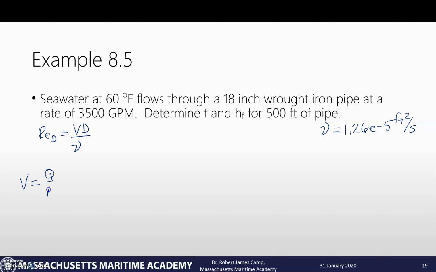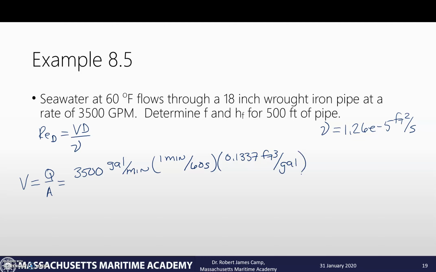Velocity, we know, is Q divided by A. Our Q is given to us in gallons per minute, 3,500 gallons per minute. We know that we're going to want this in feet per second. So let's make those conversions. I've got 1 minute is 60 seconds. I want to take that gallons, change it into cubic feet. So I know 0.1337 cubic feet per gallon. If you ever forget any of these, just look them up in your book.